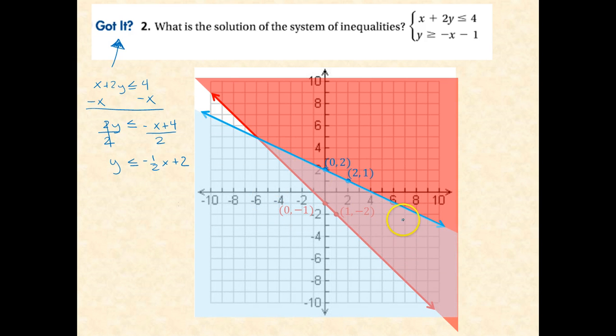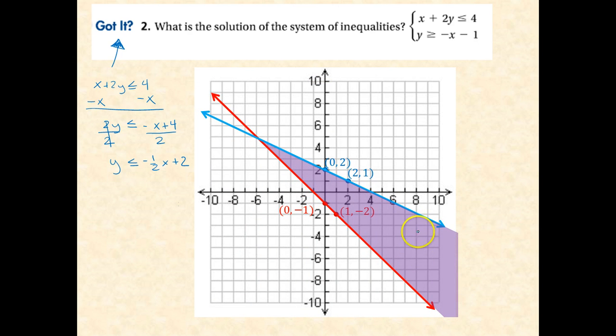And now where the shadings overlap is the area where all your solutions are. So this purple area is the solutions to the system of inequalities listed up here. Cool, dude.